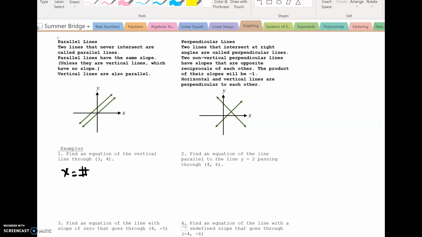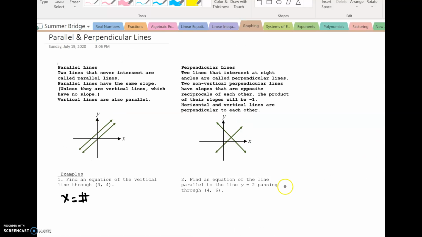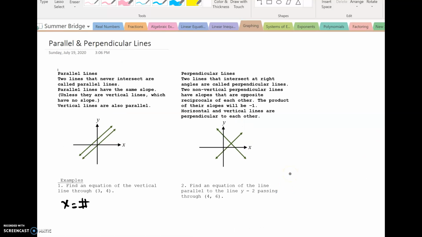Hi everybody, and welcome to parallel and perpendicular lines. So we're going to talk about what parallel and perpendicular lines look like in terms of a visual representation, which would be a graph. And we're also going to be talking about parallel and perpendicular lines and how their slopes relate to each other. Okay, so for example, for parallel lines, we're talking about two lines that are never intersecting, meaning to say they never cross.